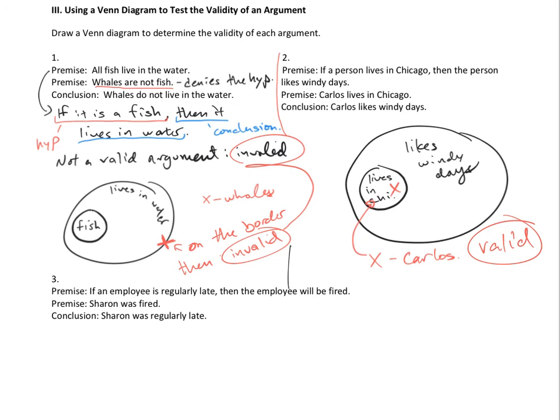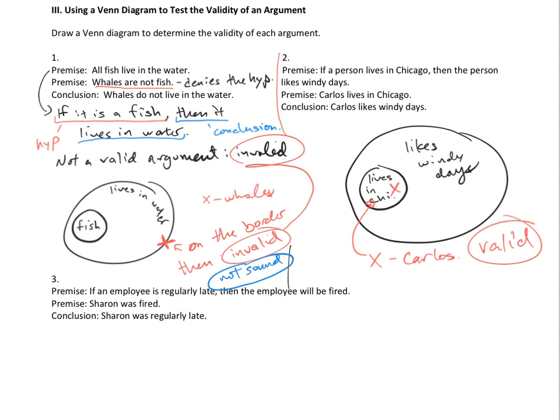Next, and I'll get to example 3 here in a couple minutes, I want to talk about the soundness of these arguments. In order for an argument to be sound, it has to be valid. So if an argument is invalid, then the argument is also not sound. It has to be valid before it can be sound. All right. So the first argument here is definitely not sound. Like the conclusion that whales do not live in the water. Whales definitely live in the water, so this is not a sound argument.